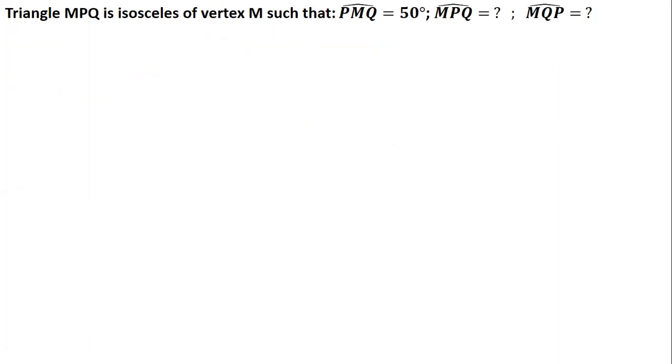Yes, Lin Shibani. We have a triangle MPQ isosceles of vertex M. What does an isosceles triangle have, Lin? 3 equal angles, 3 equal sides. Isosceles, not equilateral. 2 equal angles, 2 equal sides. If the special vertex is M, name the 2 equal angles at P and Q, Lin.